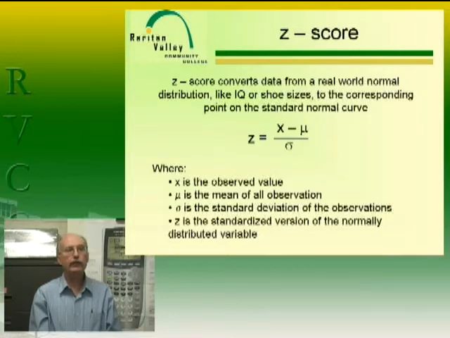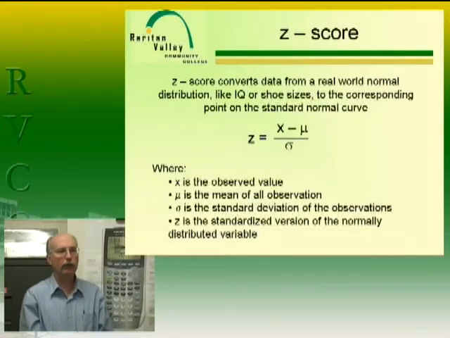The formula for the z-score is z equals x, which is the observed value we're looking at, minus the mean, divided by the standard deviation. And again, just reviewing, x is the observed value that we have, mu, or x bar, is the mean of the observations, sigma, or s, is the standard deviation of the observations, and z is the standardized version of the normally distributed variable.